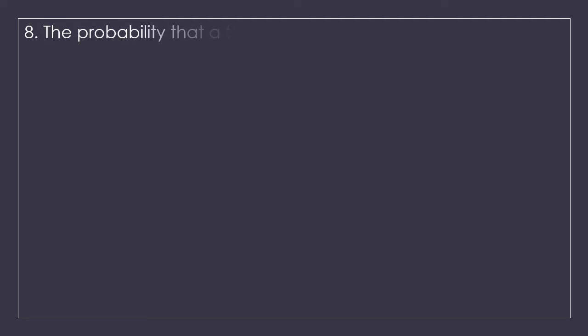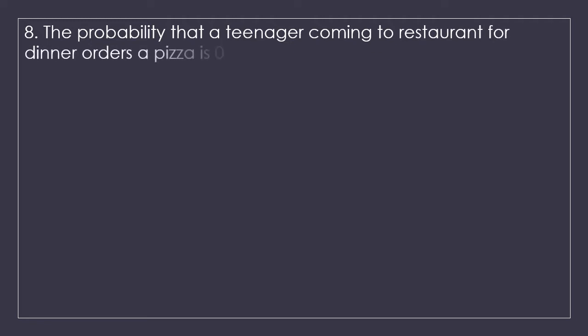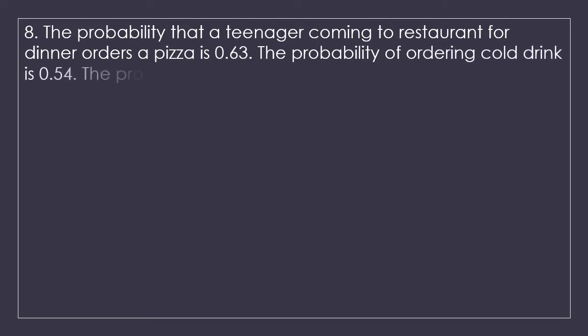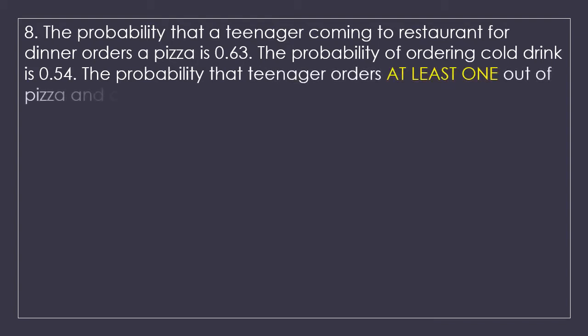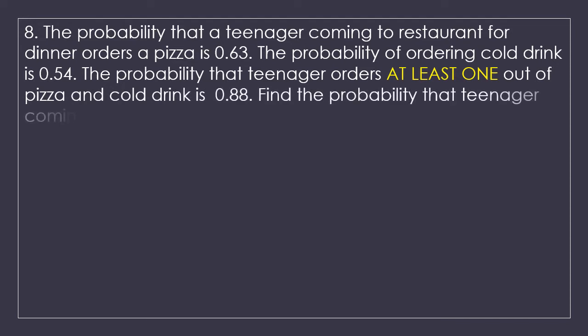Eighth question. The probability that a teenager coming to a restaurant for dinner orders a pizza. Okay, dinner of pizza, Italian restaurant. The probability of ordering a cold drink is 0.54. Who does not order a cold drink in an Italian restaurant? The probability that the teenager orders at least one out of pizza and cold drink is 0.88. You get the point here? The union of events is already given.